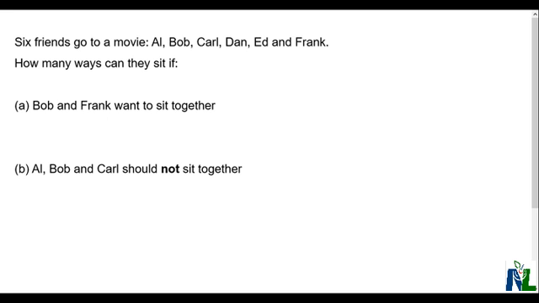Now here we got 6 friends going to a movie, and we want to determine how many ways they can sit if Bob and Frank must sit together. So that's the condition we have in this example. So I'm going to think of Bob and Frank as being together in one group because they have to sit together. So I'm going to group them together.